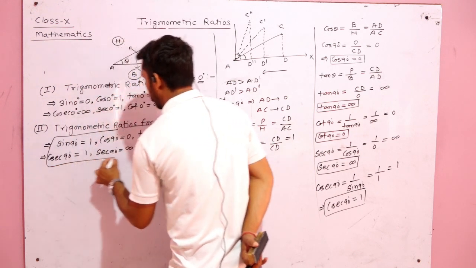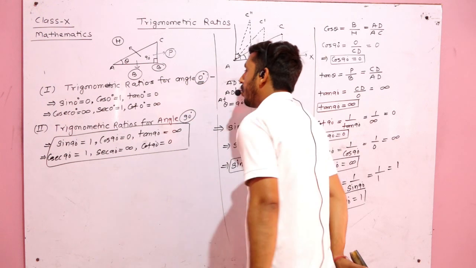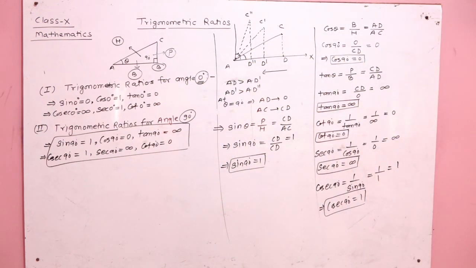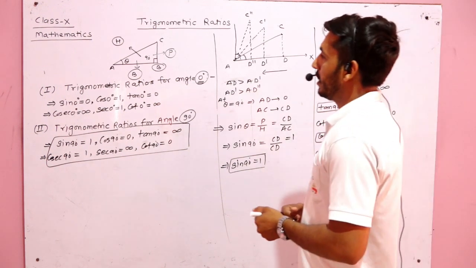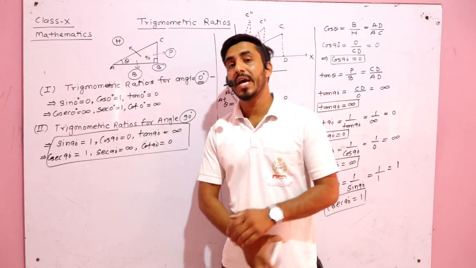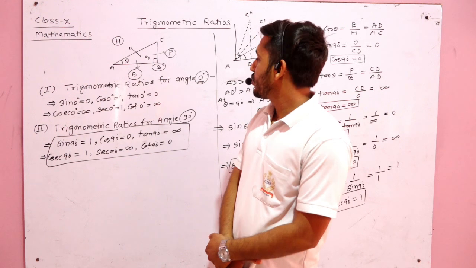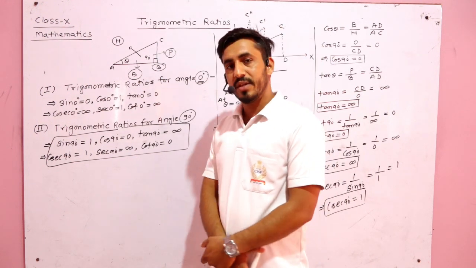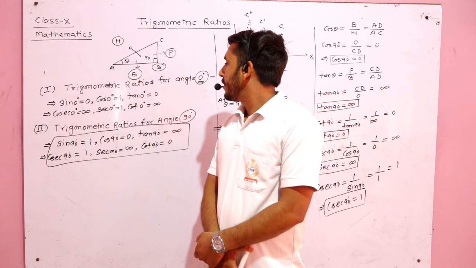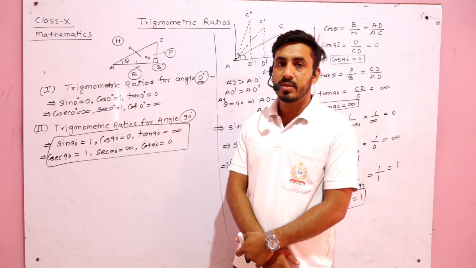These are trigonometric ratios for angle 90 degree, and here we have obtained the trigonometric ratios for 0 degree. You note down. Today we have discussed trigonometric ratios for two types of angle, 0 degree and 90 degree. First you have to note down all these conditions, and you have to understand these trigonometric ratios at home.